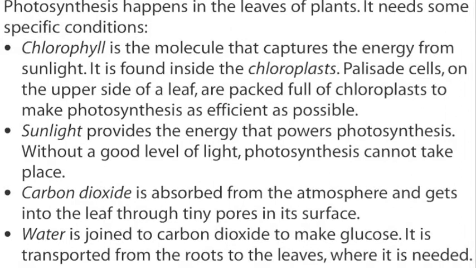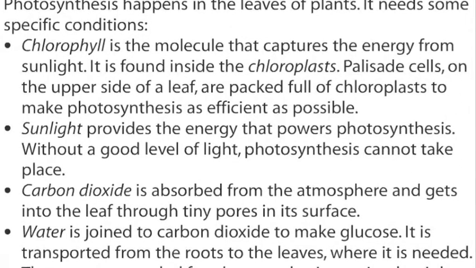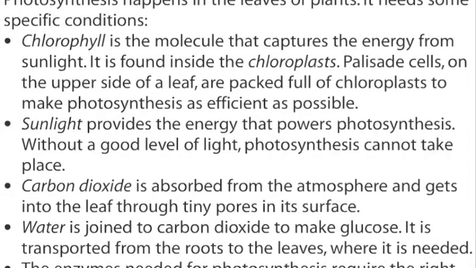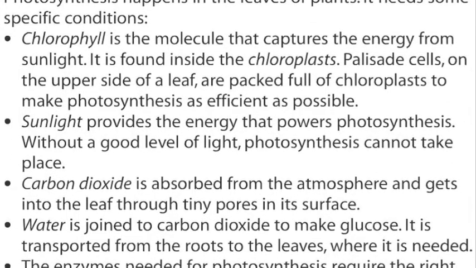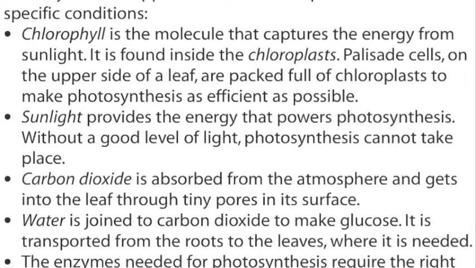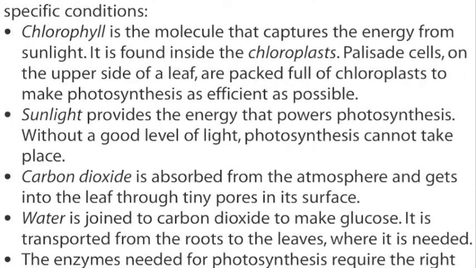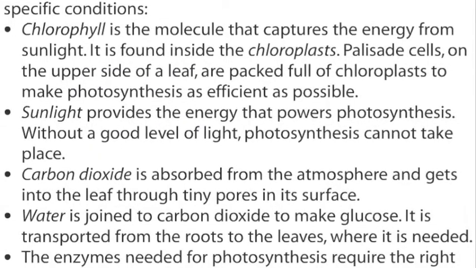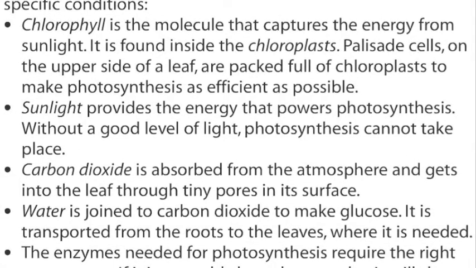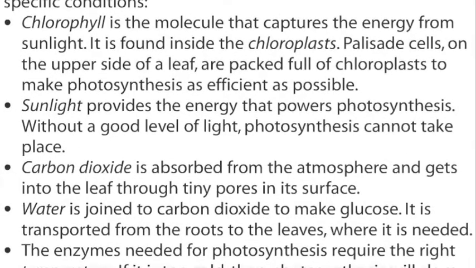Photosynthesis happens in the leaves of plants. It needs some specific conditions. Chlorophyll is the molecule that captures the energy from sunlight. It is found inside the chloroplasts. Palisade cells on the upper side of a leaf are packed full of chloroplasts to make photosynthesis as efficient as possible. Sunlight provides the energy that powers photosynthesis.